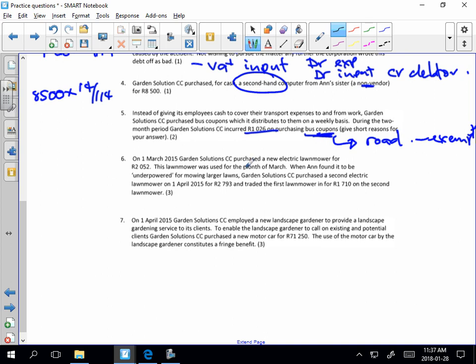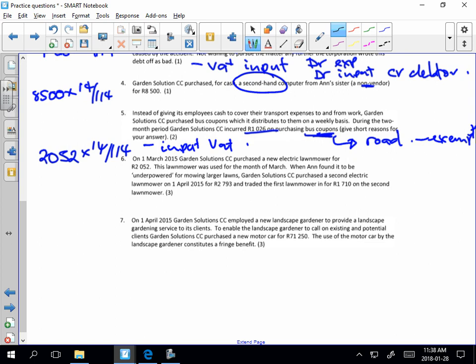So, on the 1st of March, they purchased a new electric lawnmower for 2052. All right. What's their business? Gardening services. All right. Is this a zero-rated transaction? Is this an exempt transaction? Standard-rated transaction, can you claim VAT? All right. All amounts are inclusive of VAT, 2052 times 14 over 114. Is everyone comfortable with that? Okay, so that's going to be input VAT.